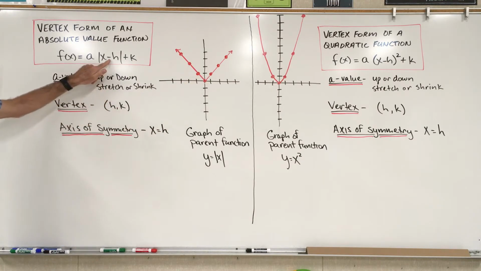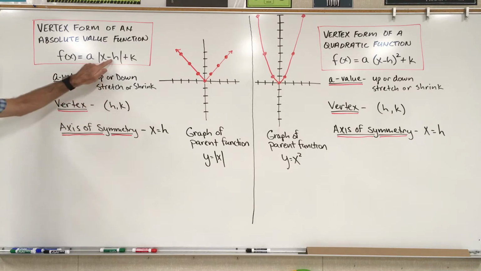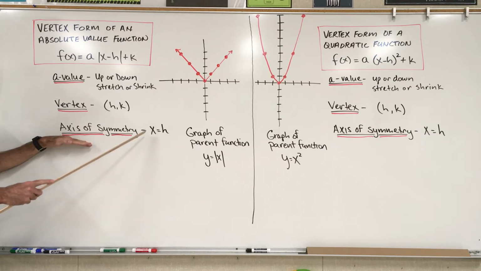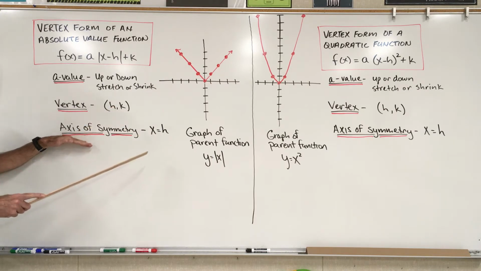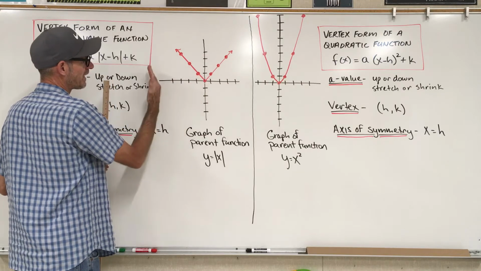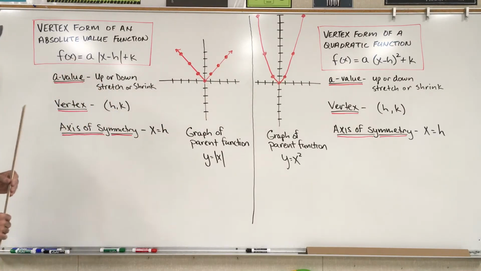And we learned that this negative sign is a little tricky because your h value ends up having the opposite sign of the number that you're looking at inside the absolute value. We also learned that the axis of symmetry is x equals h, or x equals the x coordinate of the vertex. So this is a symmetrical graph where the left side of the v-shaped graph is exactly a mirror image of the right side.